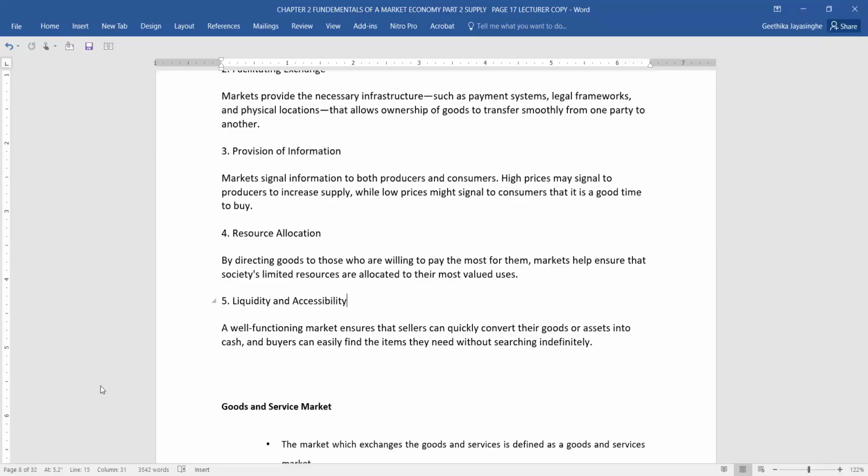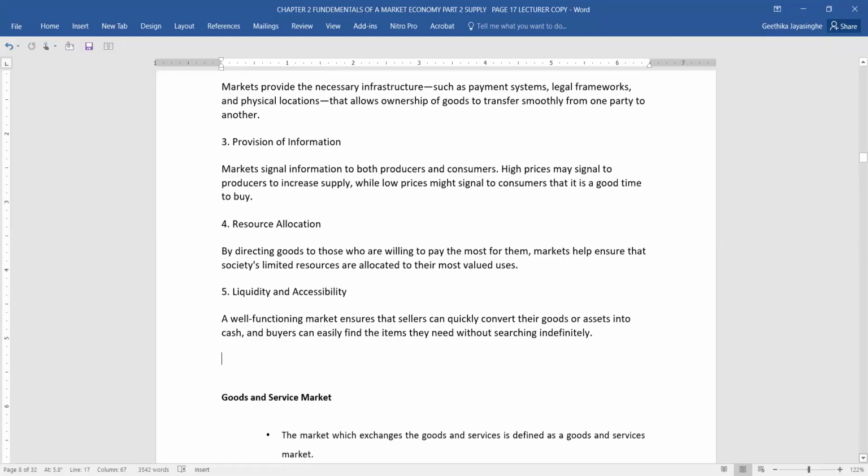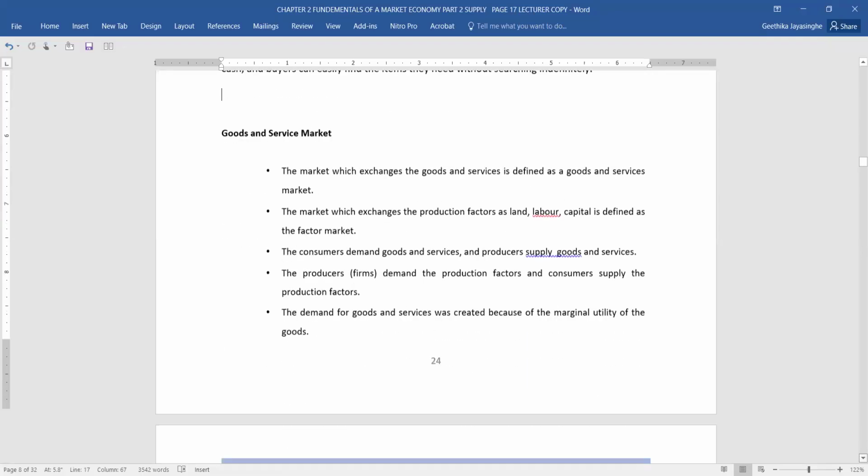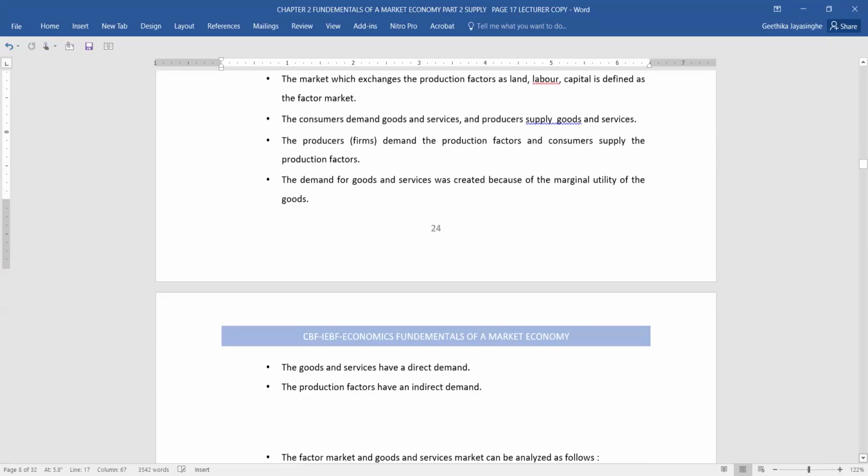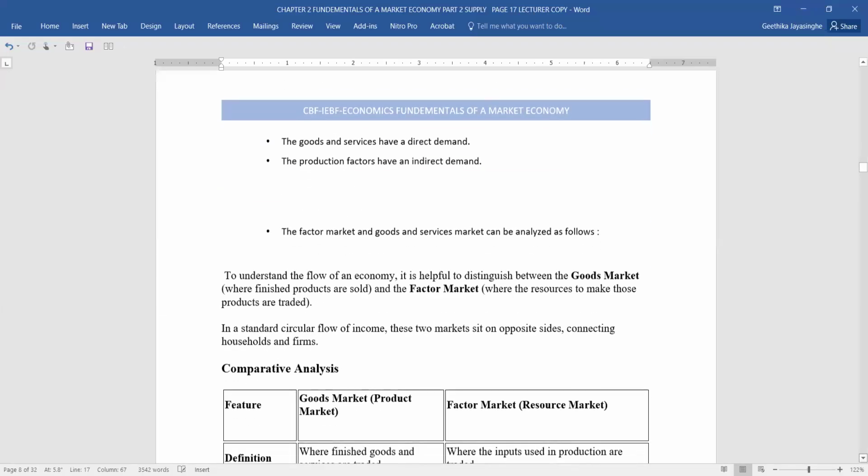And another one is liquidity and accessibility, where you can sell the item soon and get your money. So these are the basic ideas. And then we go to the goods and services market. I'll explain with this.